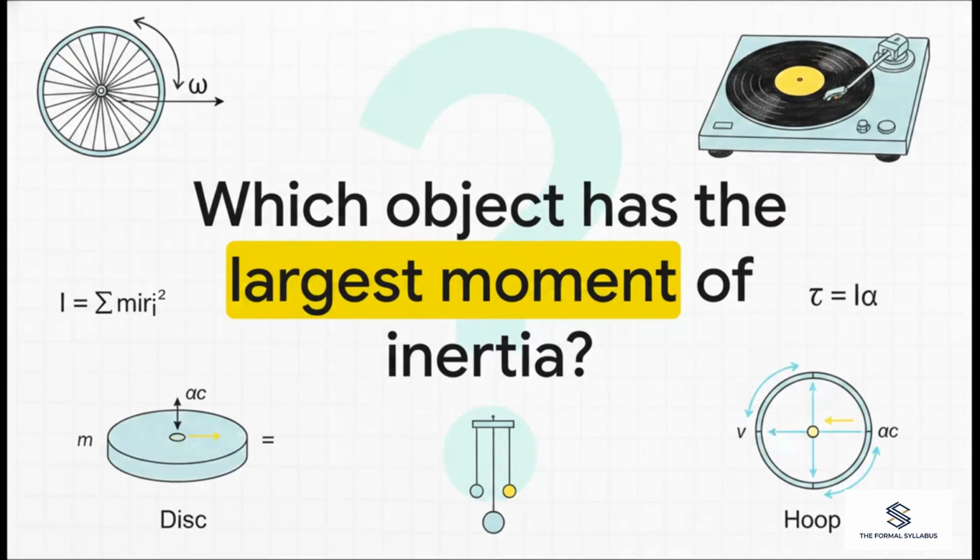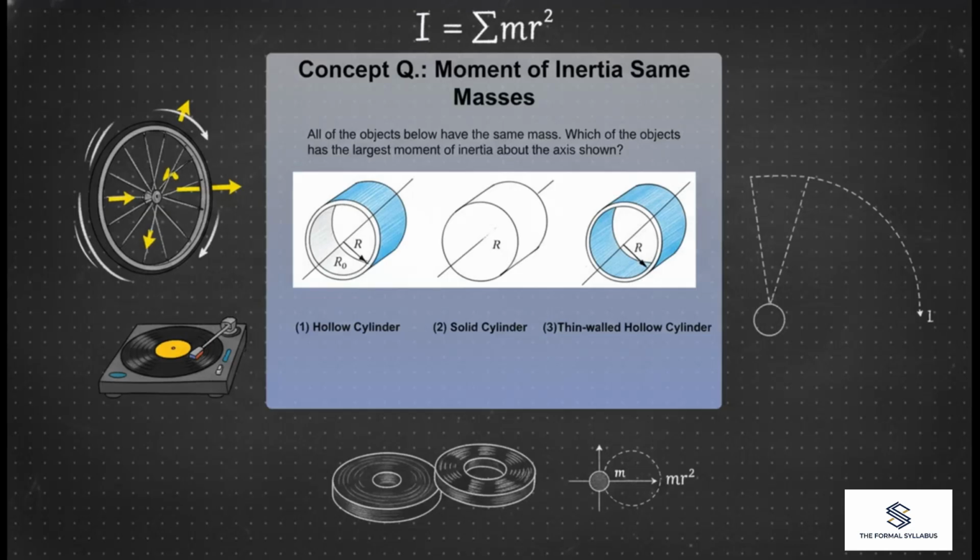So I'm going to pose a quick Socratic question directly to you, just to get those cognitive gears turning. Imagine you have a few different objects, and they all have the exact same total mass. Which one will have the largest moment of inertia? Meaning, which one will be the hardest to get spinning? Take a second and think about it. Okay, let's dive into this.